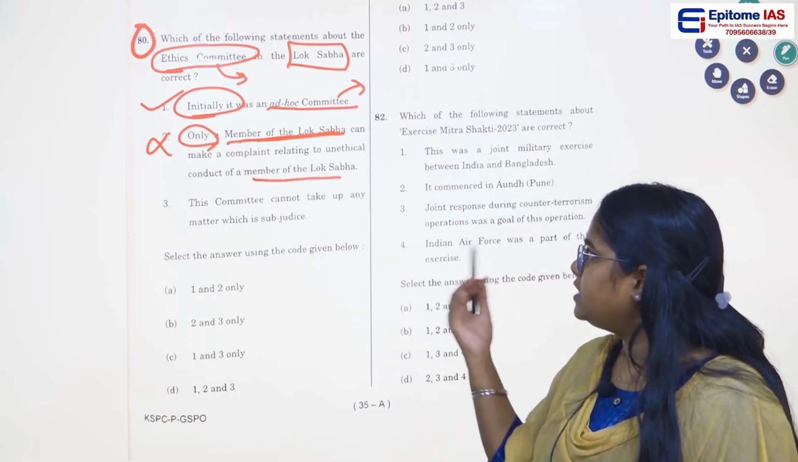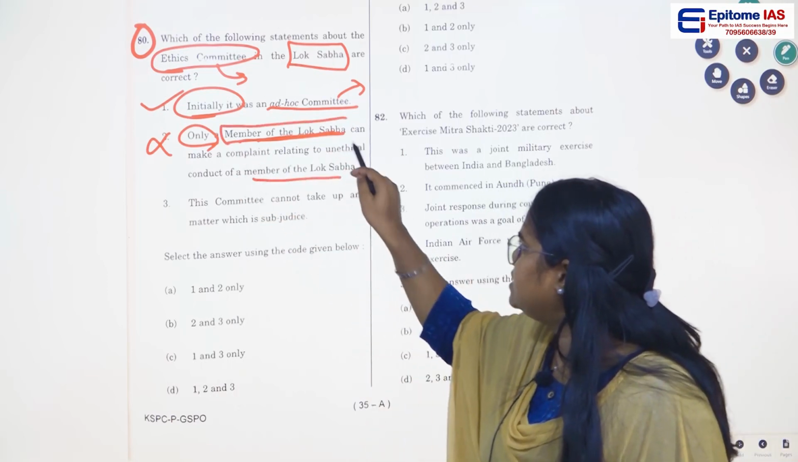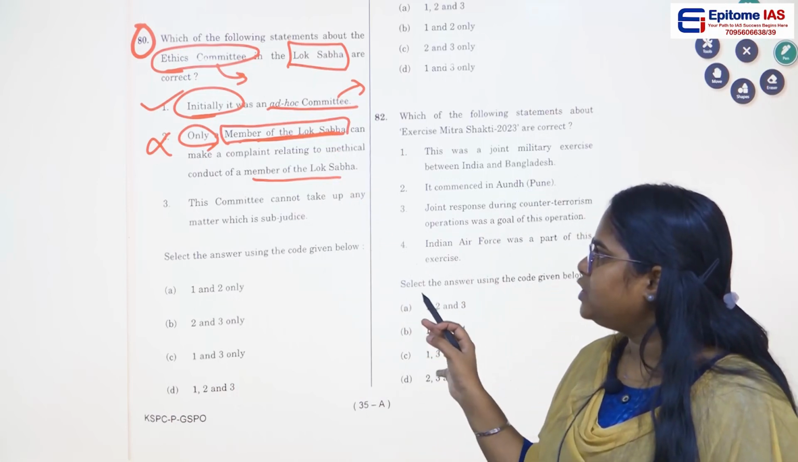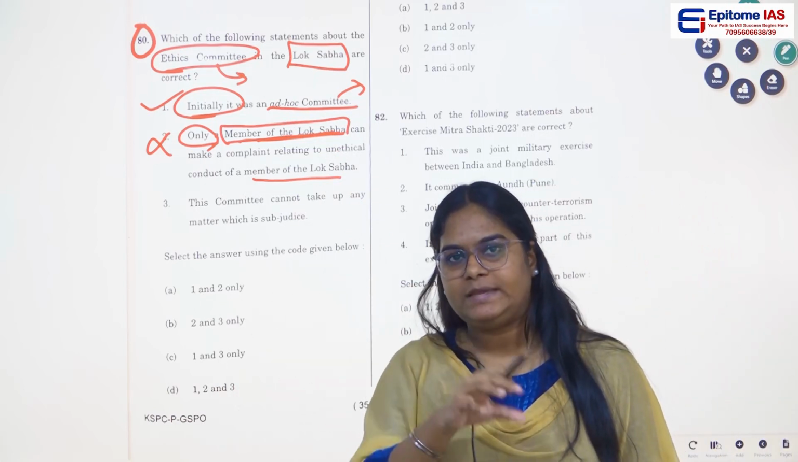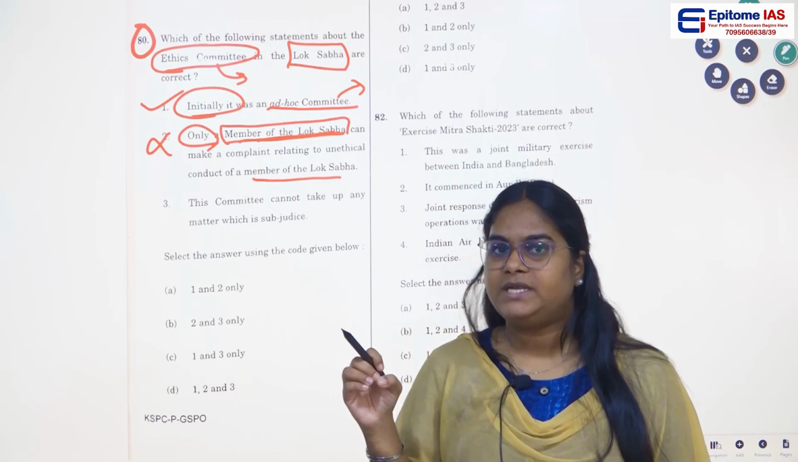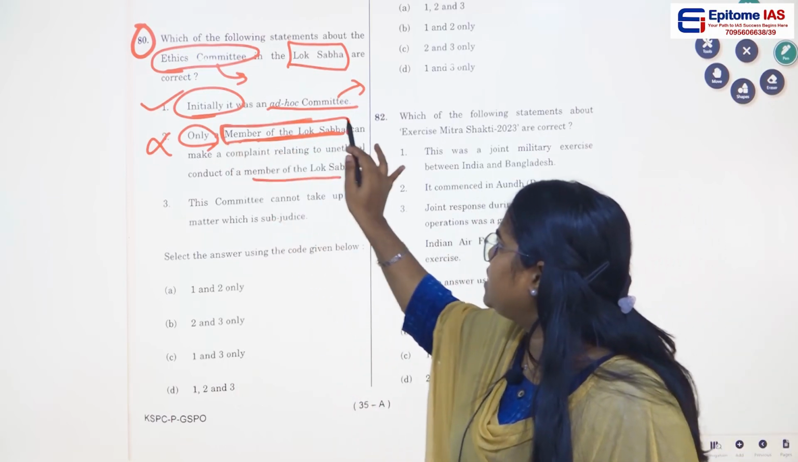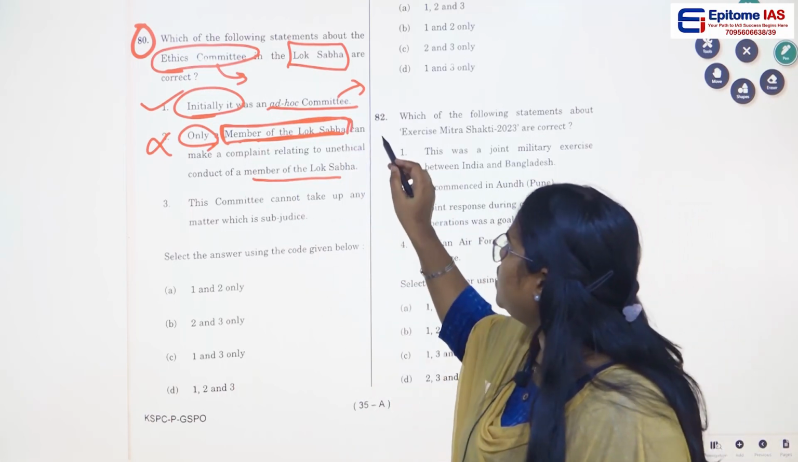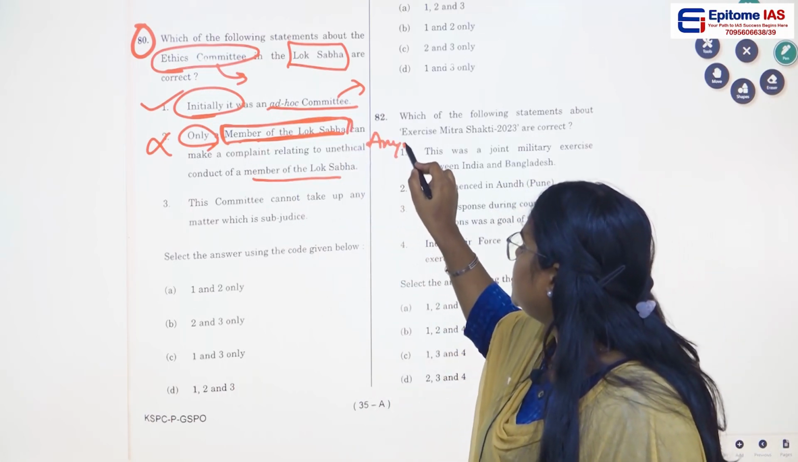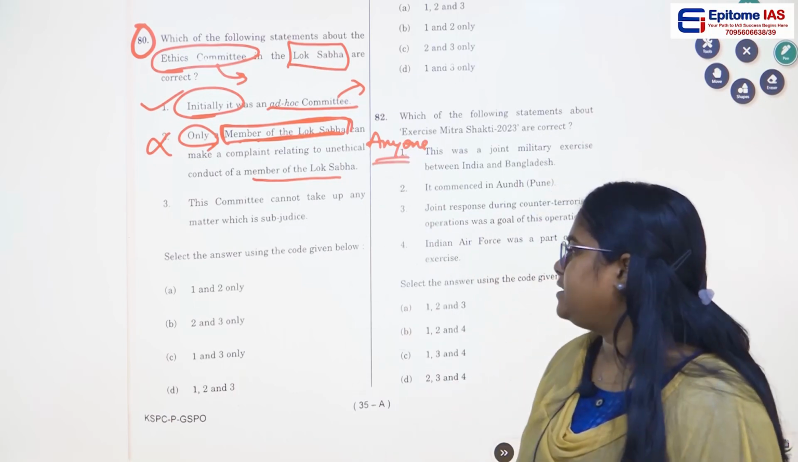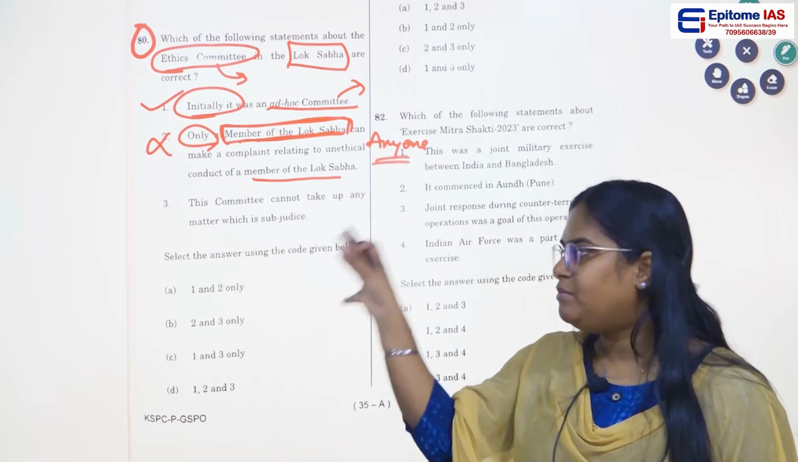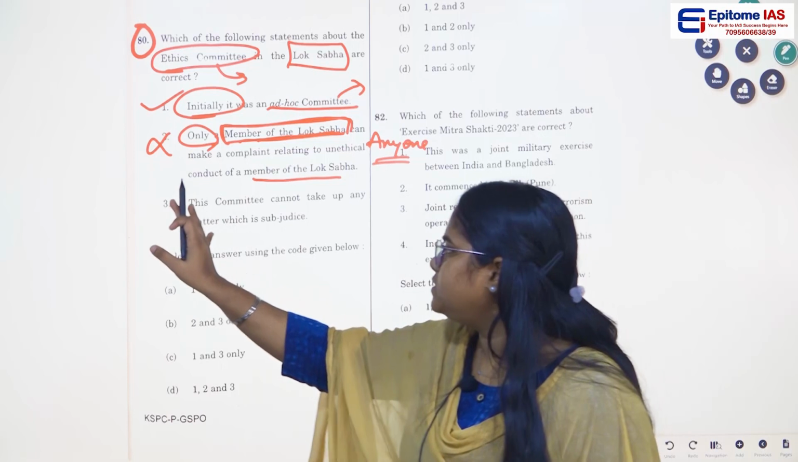But if someone other than a member of Lok Sabha is raising this particular complaint, it should have the support of any member of the Lok Sabha. But it is not necessarily that only a member of Lok Sabha can raise the complaint. So this is wrong. Anyone can raise the complaint with the support of a member of Lok Sabha. So this statement is wrong.